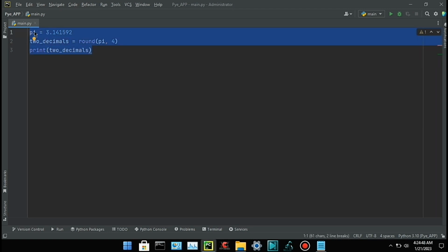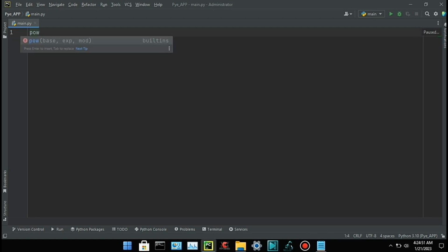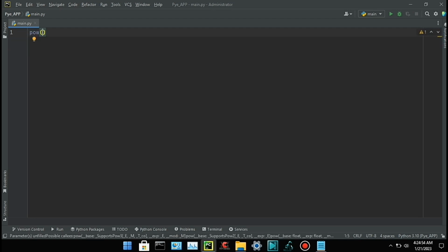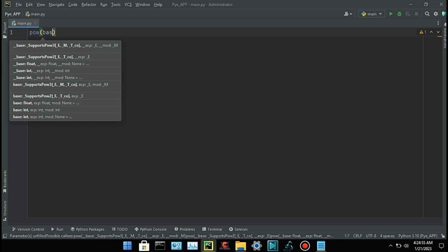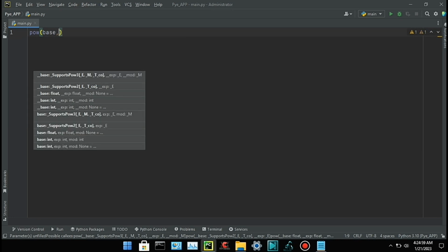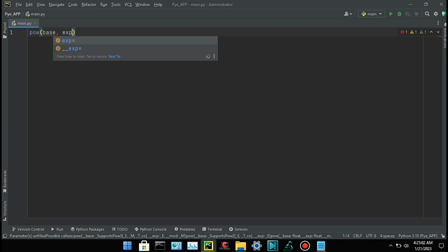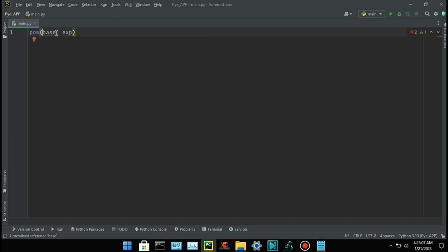You use the pow function to raise numbers to a specific power. This is the syntax, where you have the number and then the particular number you want to raise it to. The base is the number which you have, and the exp, which is the exponent, is the specified power which you want to raise it to. Let's look at an example.